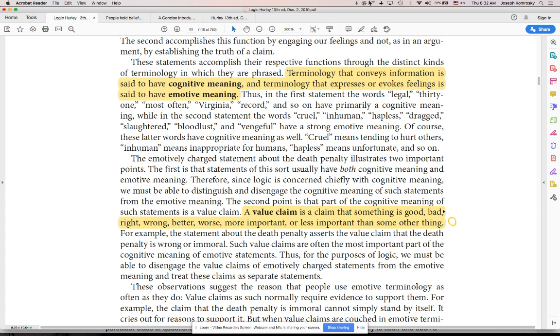Now, that's not the primary focus of this chapter. But if you want to learn more about that, go take an ethics class. Very fascinating. But for now, just a distinction. Cognitive, meaning conveys information. Emotive, evokes feelings or emotions. Value claims will make judgments about right, wrong, actions, good and bad, character or people, better or worse. So whenever you hear these kind of trigger words, just know that you're talking about a value claim, okay? Good, bad, right, or wrong.